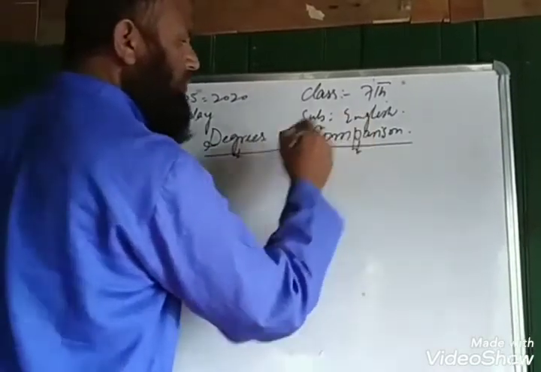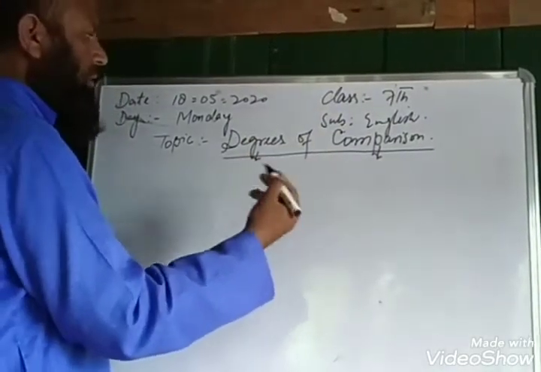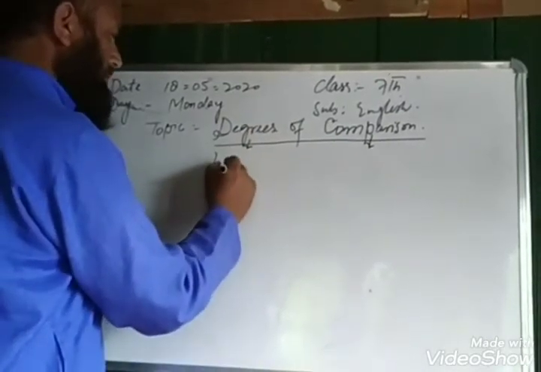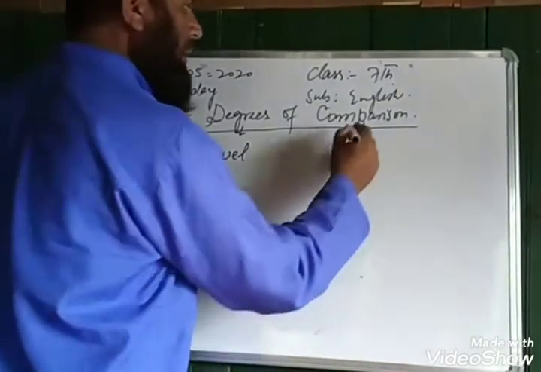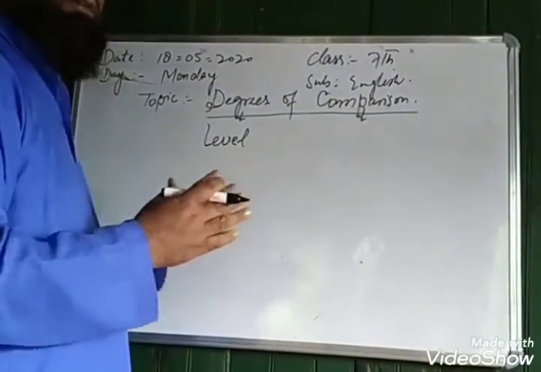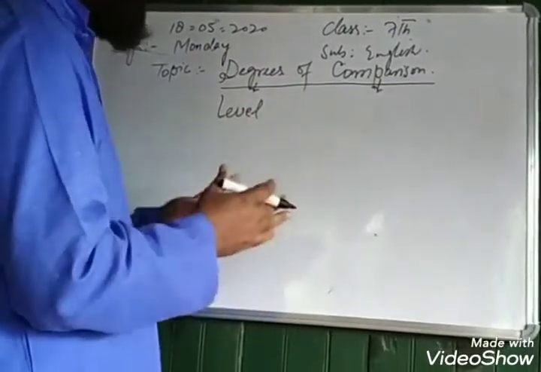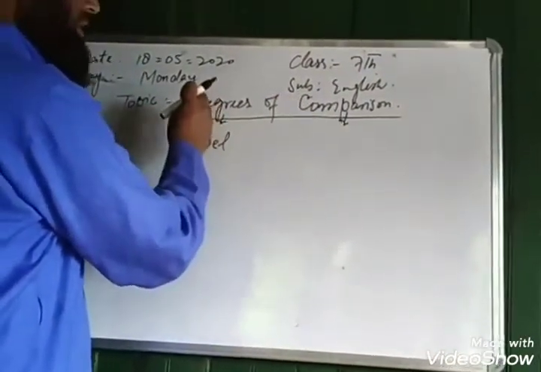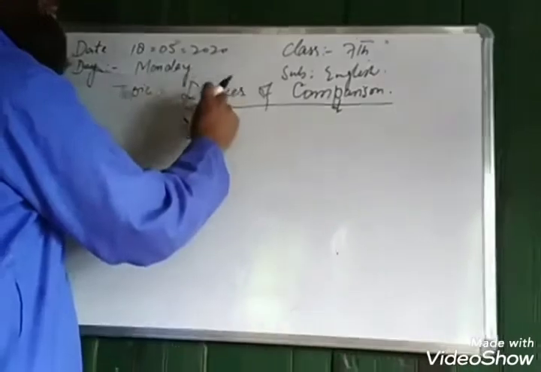Degree and comparison, two words here. In degree, I can explain it this way: degree can also be called level. And comparison is where we compare things, people, places, whatever it is, colors. So two things are there. First of all, you should understand the caption, the heading of the topic, degrees of comparison.